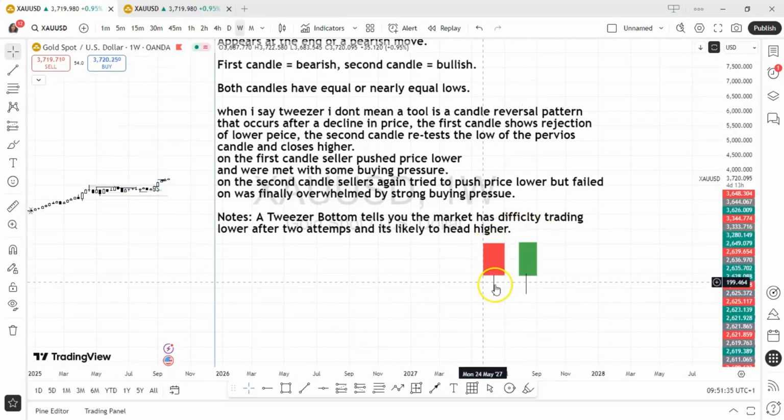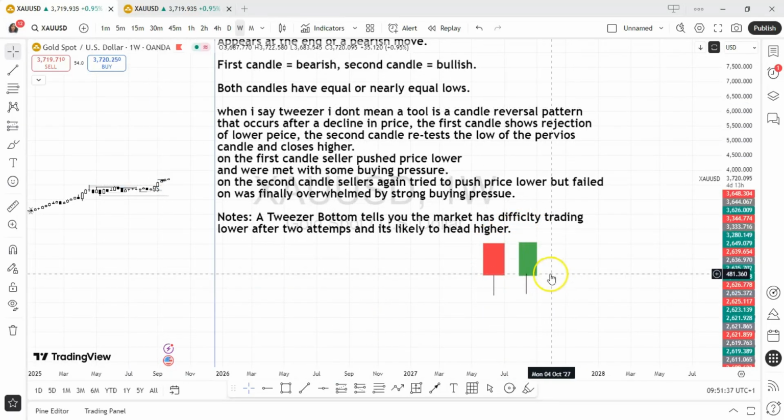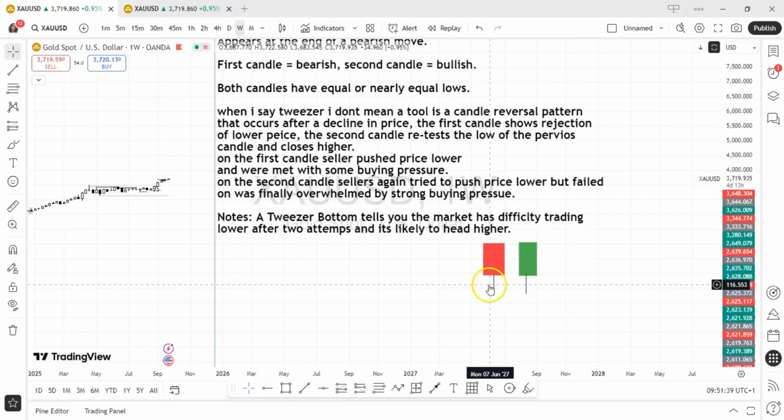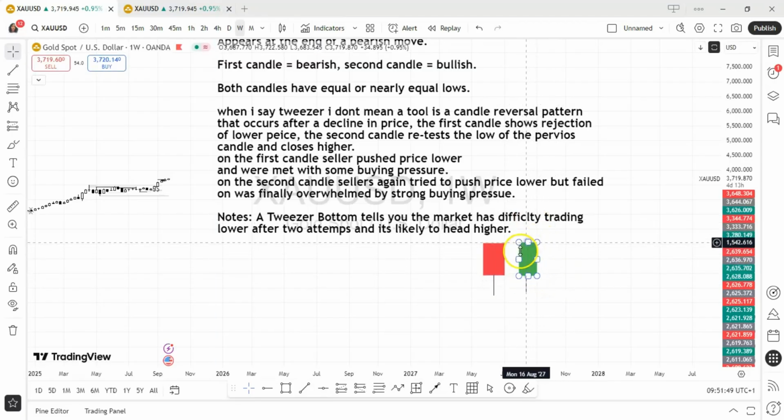So this is what? A tweezer bottom. The first candle, sellers came in thinking that they could do what? Push price lower. But what happened? They had rejection. The second time, sellers came in again, and what happened? Buyers overthrew them. That is why I told you that it has what? Equal high and equal low.